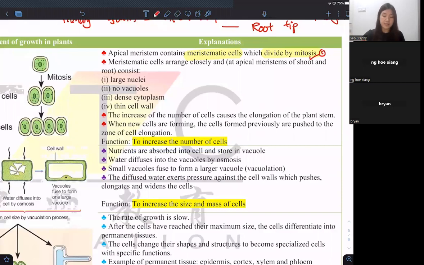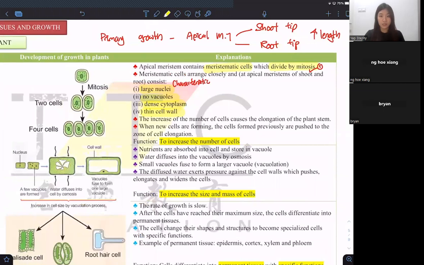And then for the second point, you need to explain the characteristics of the cell. For example, large nuclei, or maybe you can write no vacuoles, dense cytoplasm, and thin cell wall. Because here they undergo cell division, a thin cell wall makes it easier for the process to occur. So these are the characteristics. That's all. This is the first zone, cell division.